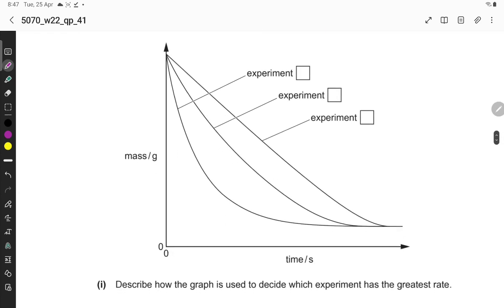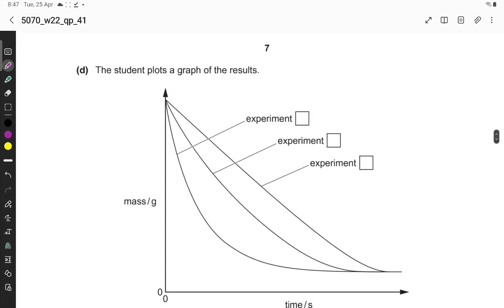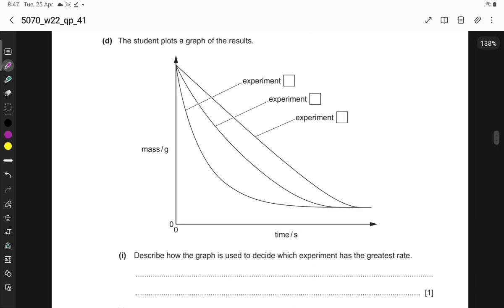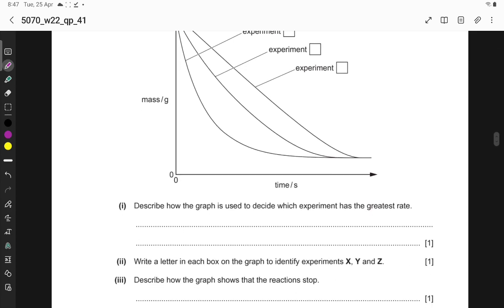So the student plots a graph of the results. Describe how the graph is used to decide which experiment has the greatest rate. The steeper the graph, the steeper the curve or gradient, the faster the rate.